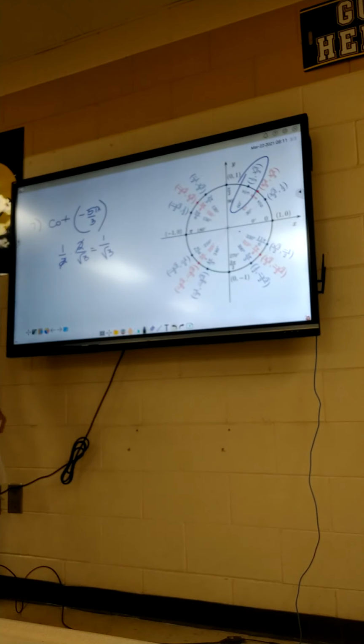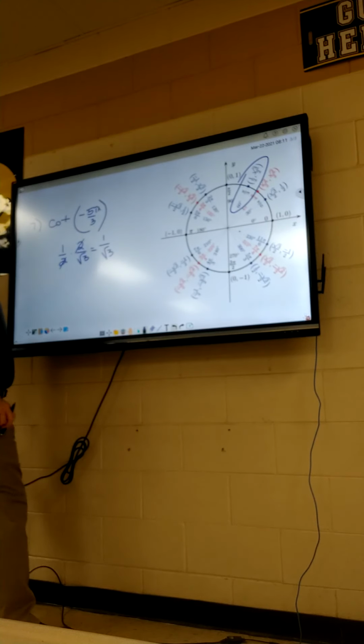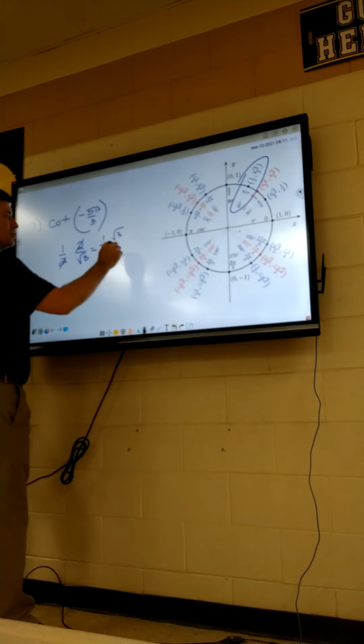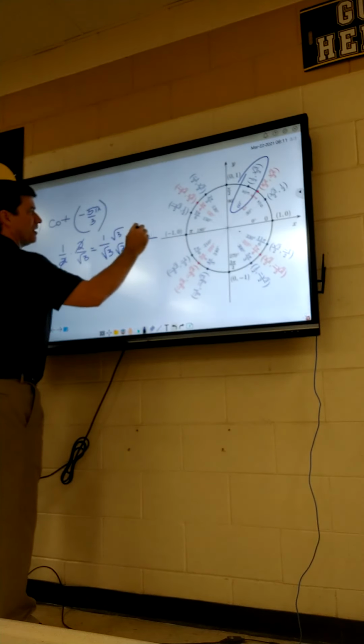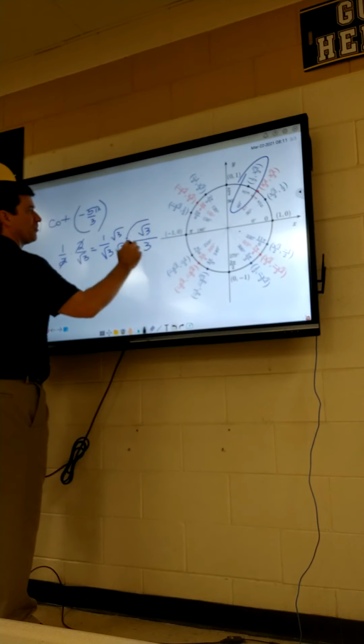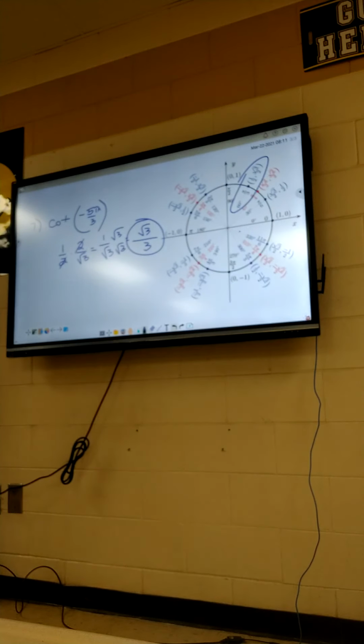Can I leave that as my final answer? No. What's wrong with it? The root's on the bottom. How do you fix it? Put root 3 on top and bottom. Good. You've got to know how to do all this without your calculator. So it's root 3 over 3. Now that's one of the hardest ones. It's not that bad because we've been doing it now for 3 days.